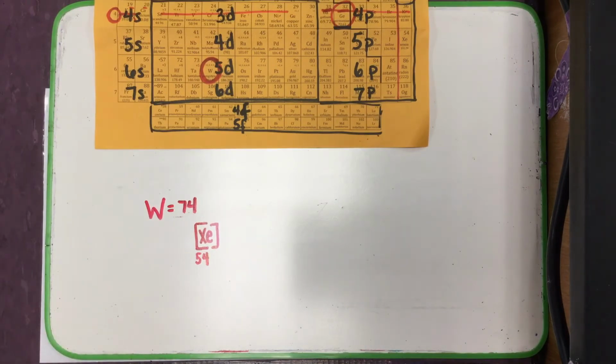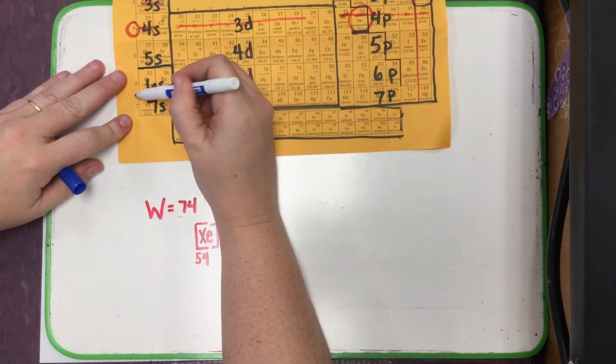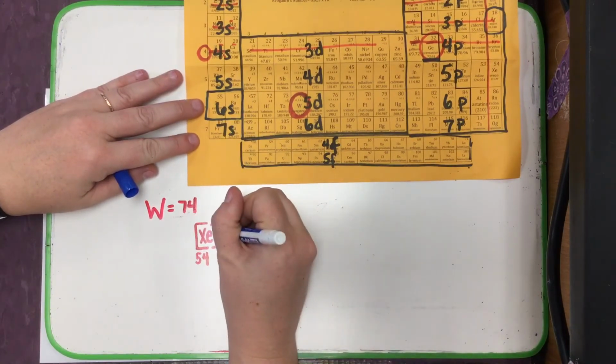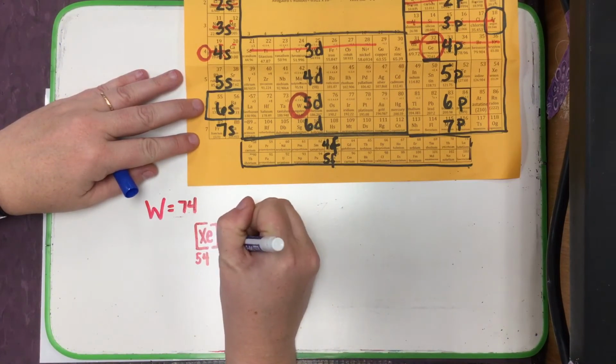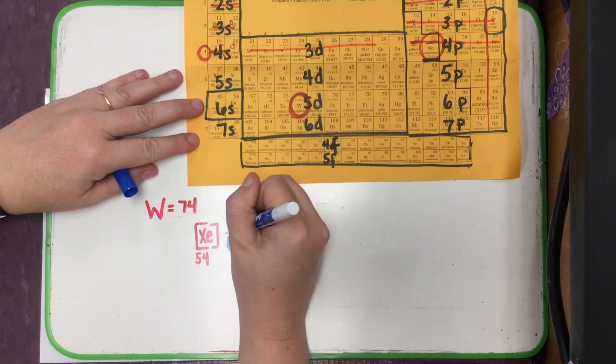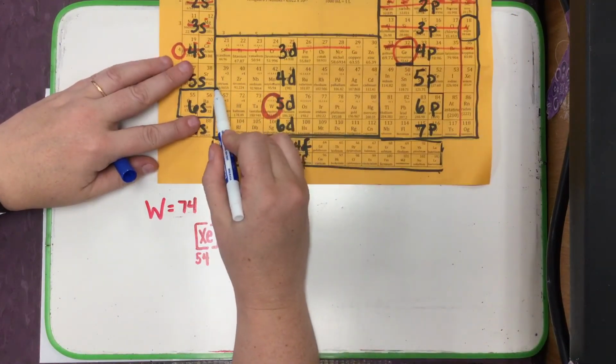So then we look on our periodic table and say, okay, well, if that's 54, where are 55 and 56 at? 55 and 56 are here in 6s. So the next room we draw is 6s. Since it's an S, it has one line. There's number 55 and 56. Then we say, okay, well, where's number 57 at?